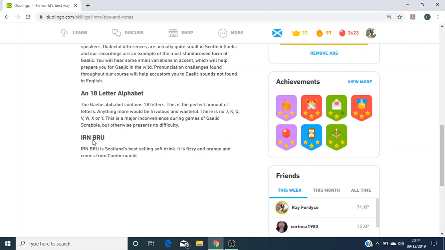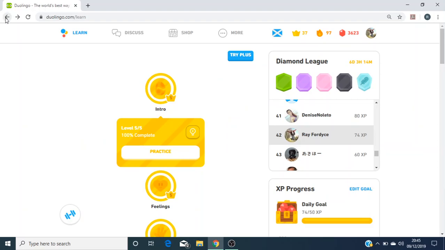And lastly, why they keep mentioning Irn-Bru in these lessons. Irn-Bru is Scotland's best-selling soft drink. It's fizzy and orange and comes from Cumbernauld. Or as we'll find out probably at a later point, Cumbernauld in Gaelic is Comhairle nan Eilean. So that's the first set of notes we've come across.